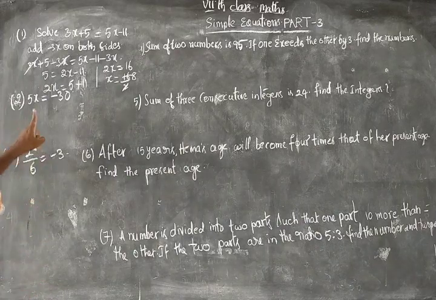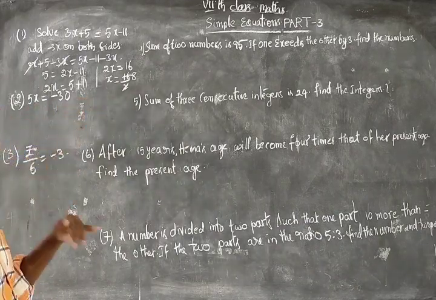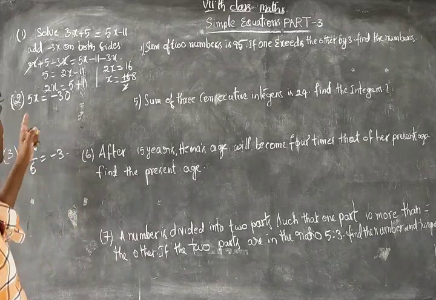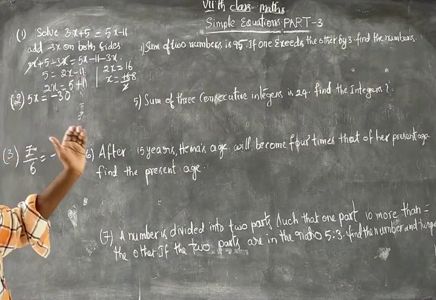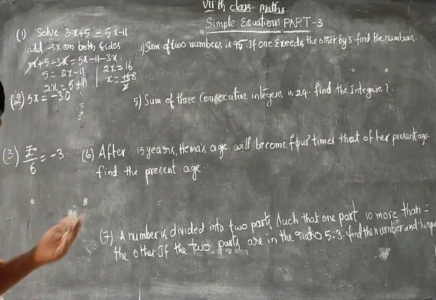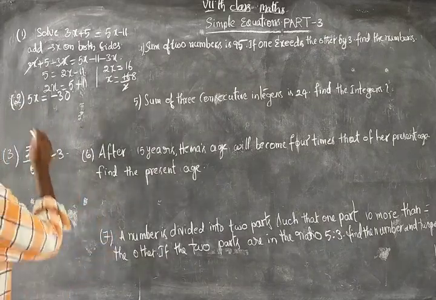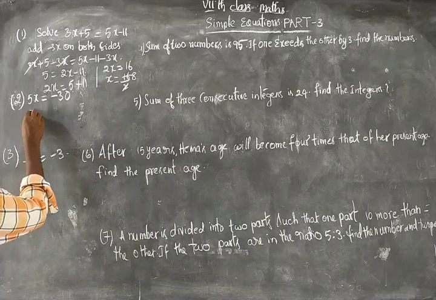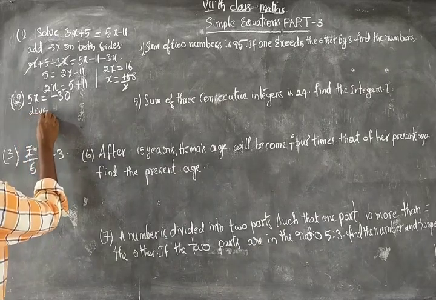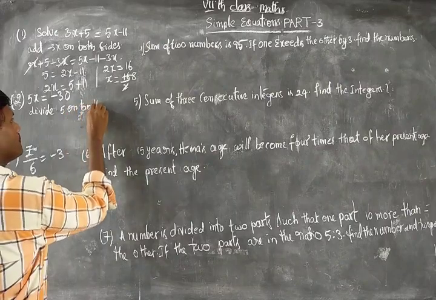Next, 5x is equal to minus 30. In the previous video, we made a direct transpose. I transposed 5 to the right side. Now we just use another method. So 5x is equal to minus 30. How will you do that? We have to divide by 5 on both sides.